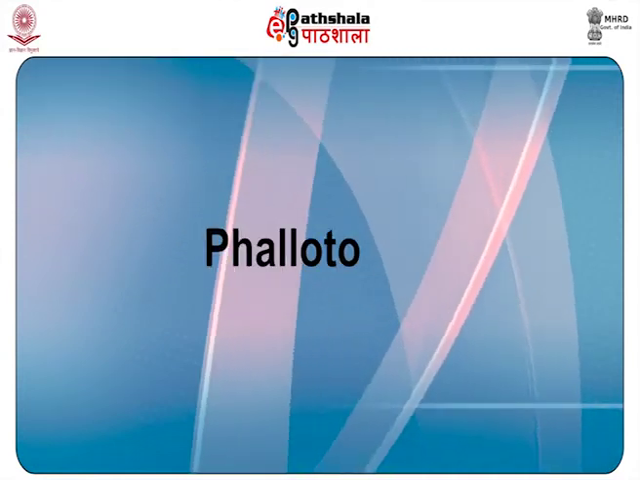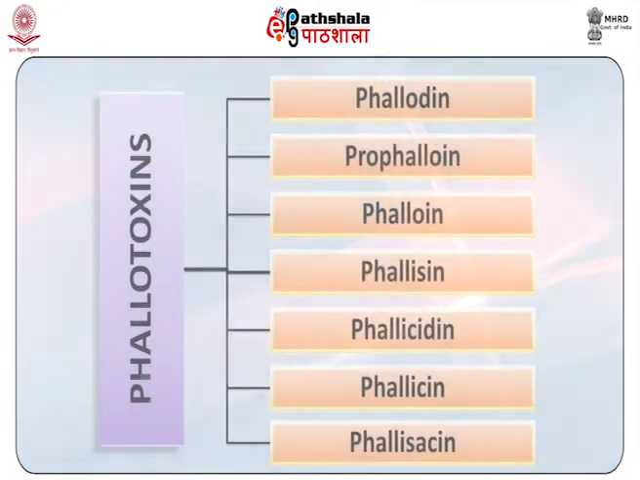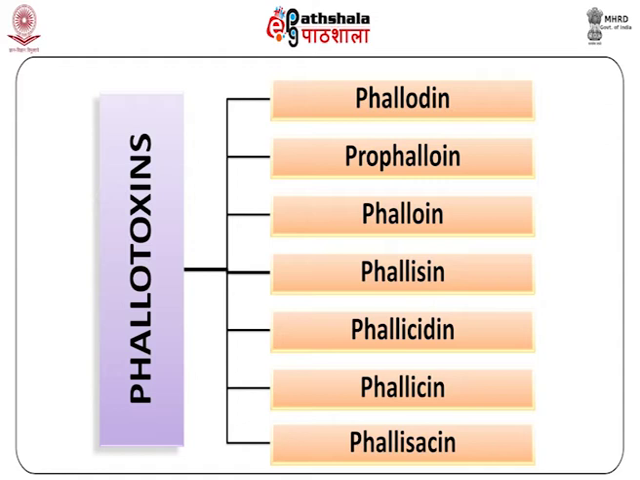Next, we will study the phallotoxins. Phallotoxins and amatoxins, the two families of toxic cyclopeptides produced by the green death cap, that is Amanita phalloides, have been in research for decades. Although produced by the same mushroom and of similar structure, the two peptide families have totally different cellular targets. There are 7 known phallotoxins, that is phalloidin, prophalloin, phalloin, phallisin, phallacidin, phallacin and phallisacin.